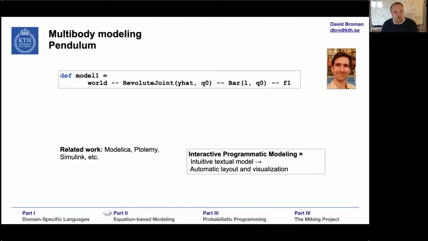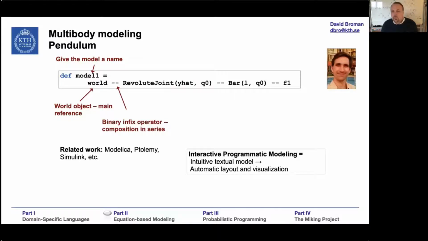So if we look at one model here, this is a model where we give it a name. We connect it to a world component. We are combining this in series, so we have serial composition. And then we have the different components. So here you see a joint and a bar.